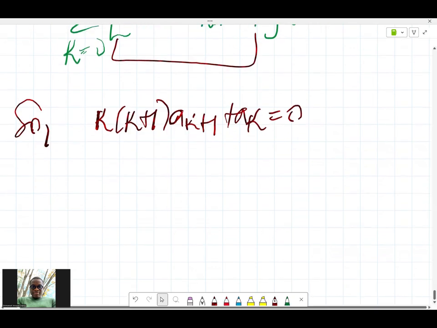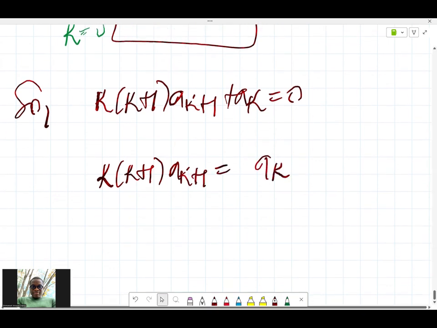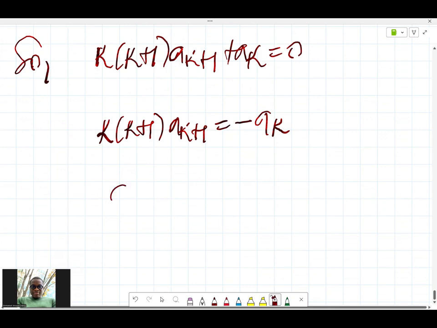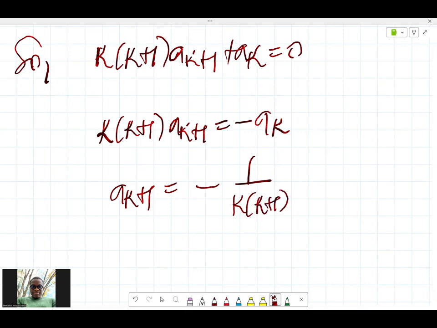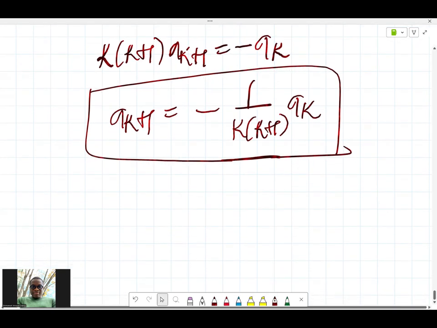So that's how we can get a recursion formula. We have k into k plus 1, ak plus 1 equals minus ak. So ak plus 1 is equal to minus 1 over k into k plus 1 multiplied by ak. This is one recursion formula we can have, and then we can get some terms out of this. So let's go.